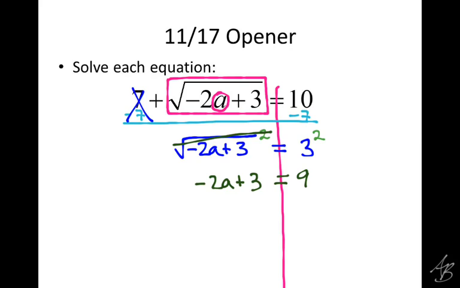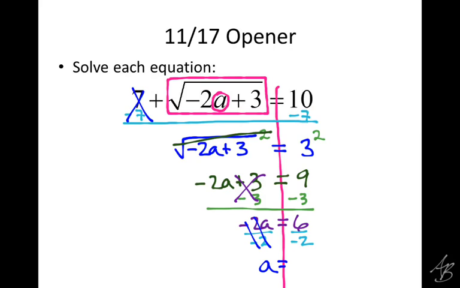Subtract 3. Do that on both sides. And when we subtract 3 on the left side, what do we get? On the left side? Negative 2a. And on the right side, what do we get? Okay, then what? We're going to divide by negative 2. And when the negative 2's cancel, we get a equals negative 3.